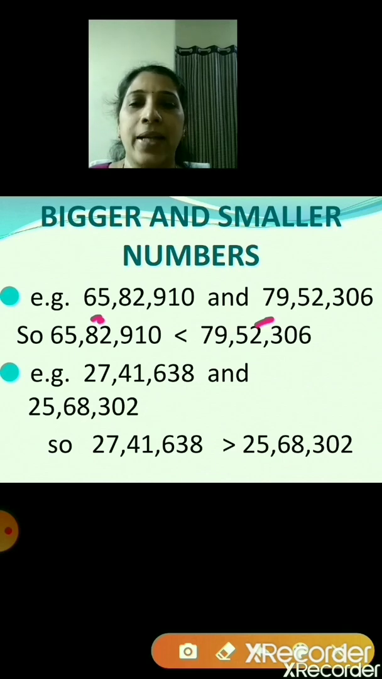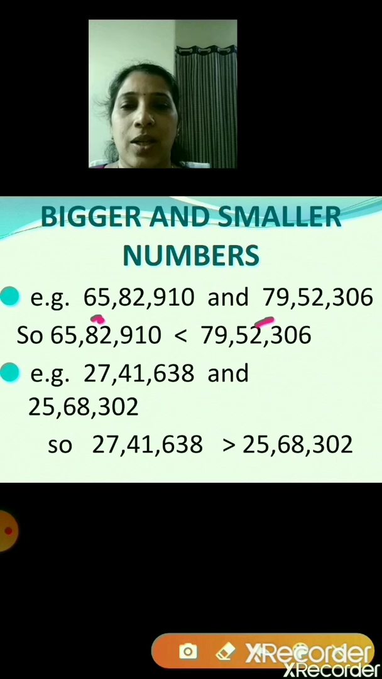27,41,638 and 25,68,302. Again, what we are going to do? First, we are going to see that both the sides, the same digit numbers are there. Yes, both the side it is a 7-digit number only.